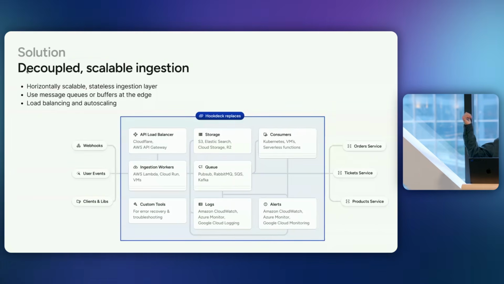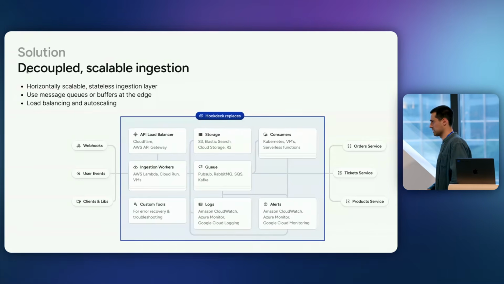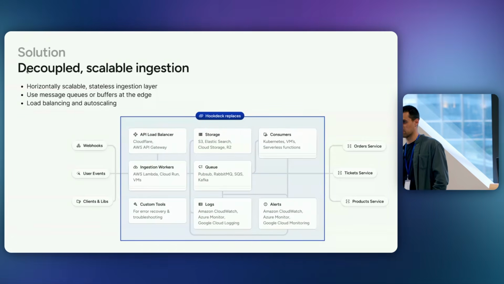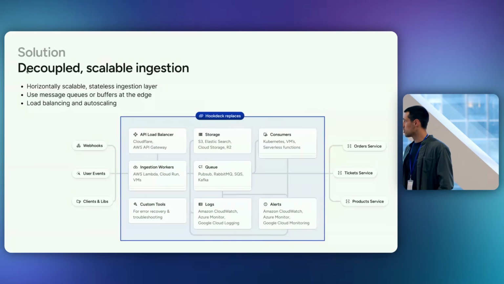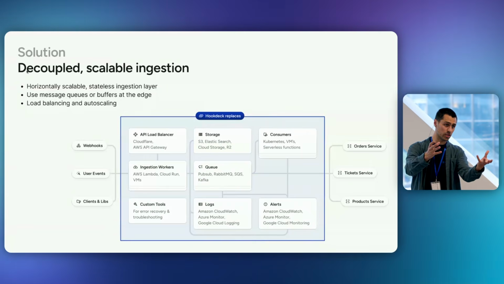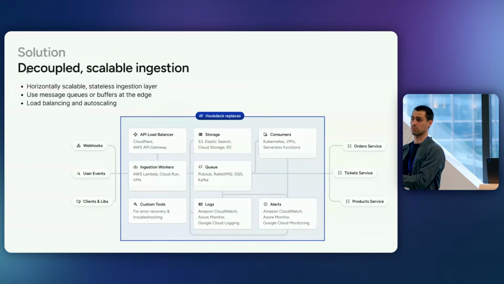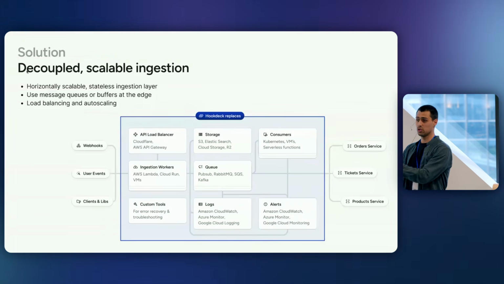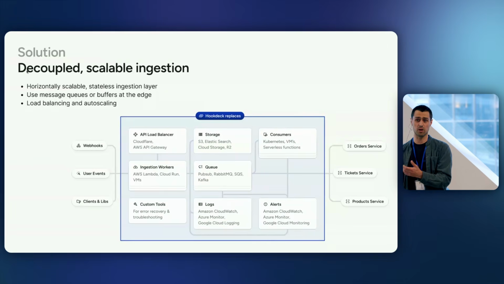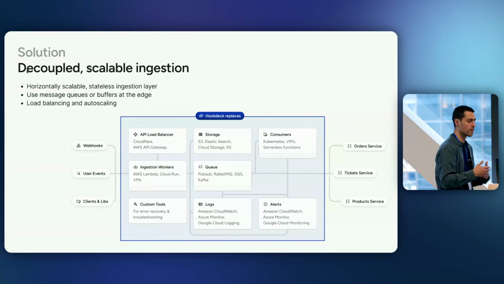Here I have an example that we have from our website. It's what Hookdeck replaces, but the components in there are still relevant. So the idea is that you want your ingestion worker, whatever receives those requests, to be decoupled from the processing, and queue all of the events that you get and then process from the queue itself, right?